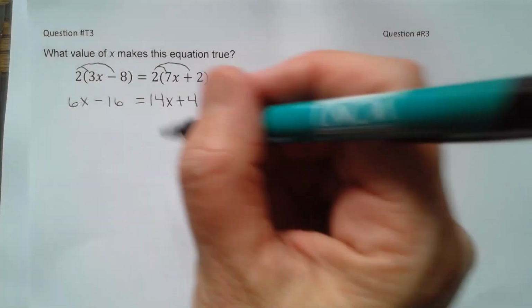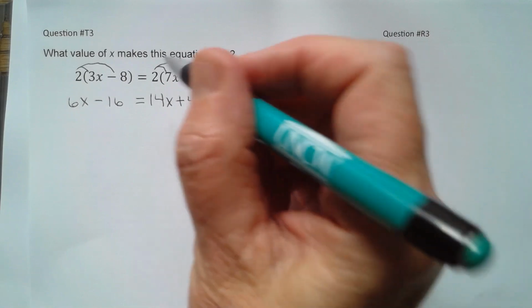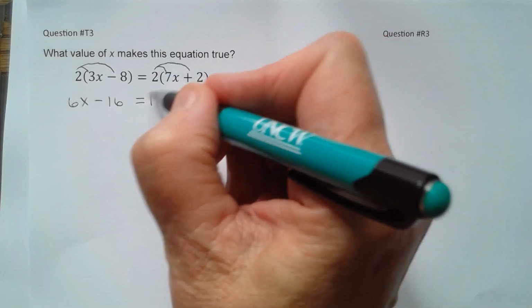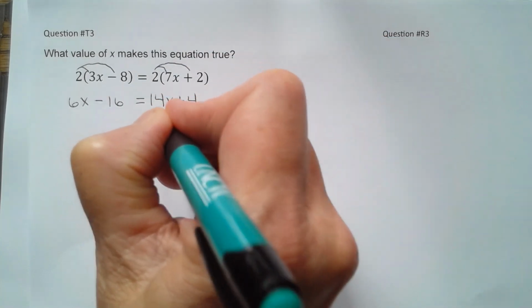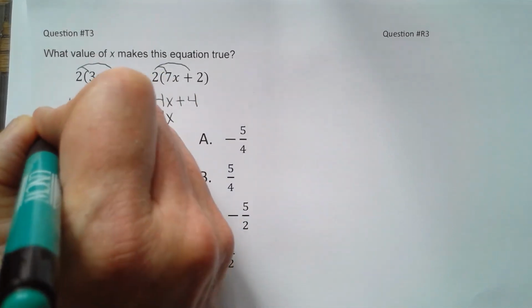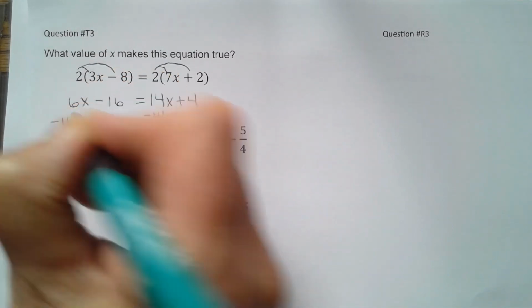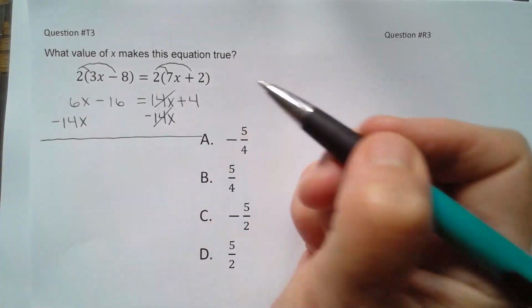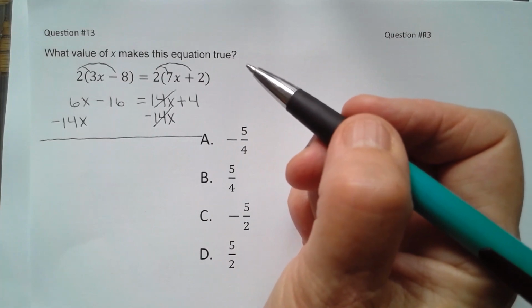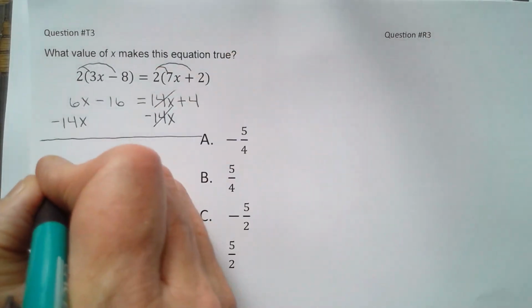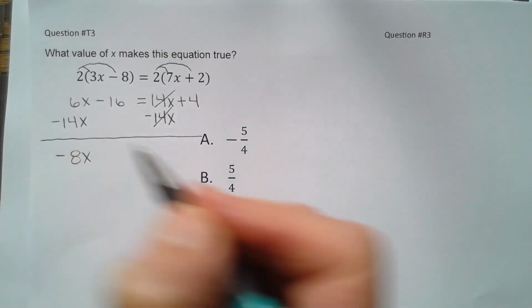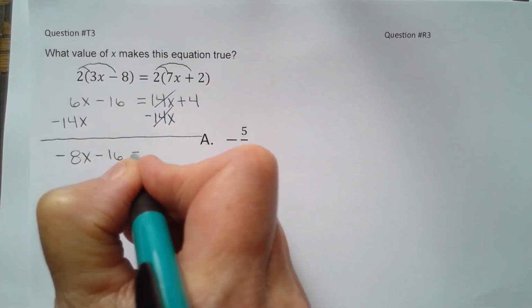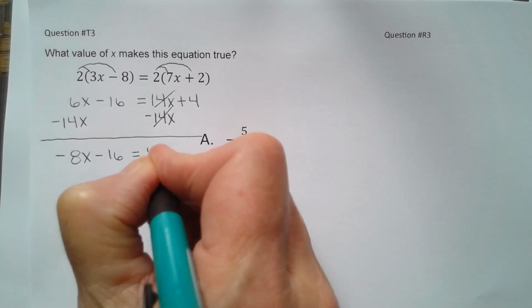All right, the next step is to get the variables to the left together. And so I'm moving them across the equal sign, so I have to do opposite operations. So I am going to subtract 14x from both sides of the equation. That's a 0, so I'm going to cancel it out. 6 minus 14x is negative 8x. I'm going to bring down all the stuff I didn't mess with. So I'm going to bring down the minus 16. I'm going to bring down my equal sign. I'm going to bring down my 4.